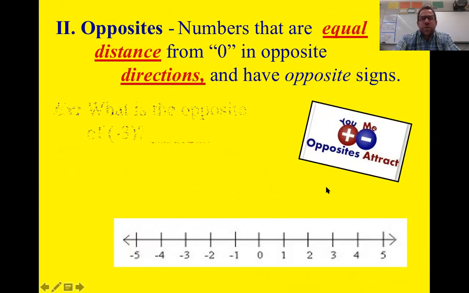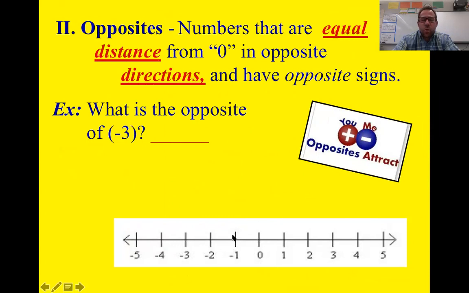So for example, if I said, what is the opposite of -3? Well, from 0, if I go 1, 2, 3, what's the opposite of that? Well, that would be 1, 2, 3 in the other direction. So it's really the same number. It's just the opposite sign. So it'd be positive 3, right? If I went to negative 3, the opposite direction would be positive 3.